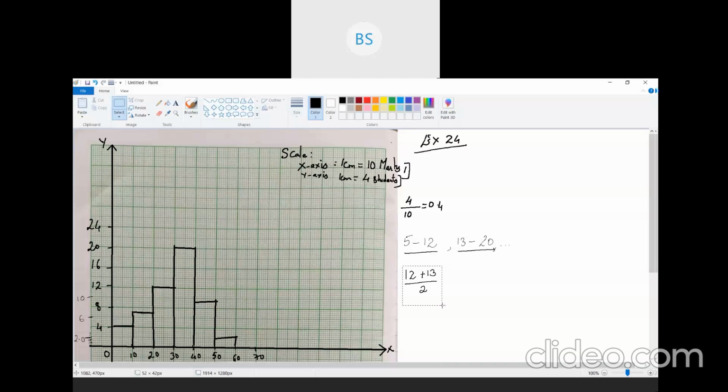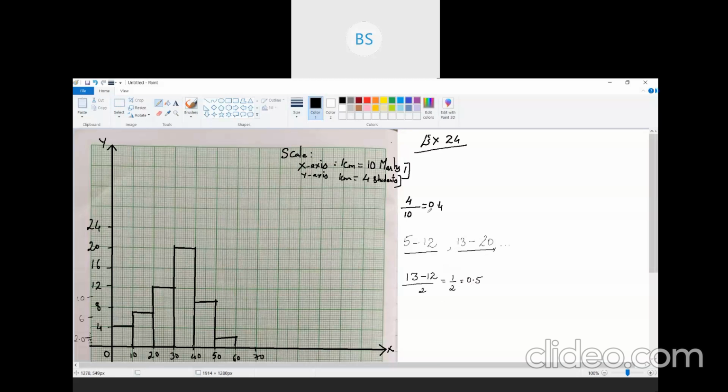Subtracting the limits, so it will be 13 minus 12 divided by 2. So 13 minus 12 is 1. 1 by 2, that is 0.5. Now we have to adjust the class intervals by adding and subtracting 0.5.